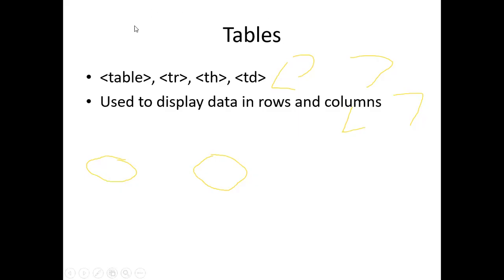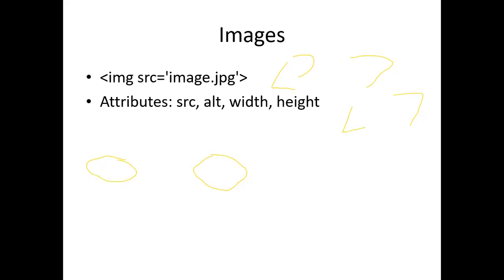Next tag we have is table. To display a table on a web page, you can use the table tag. That means the table is displayed in the form of rows and columns. Next we have image. Suppose you want to include an image on a web page. You can include that image by using img src equal to, and you need to mention the image name.